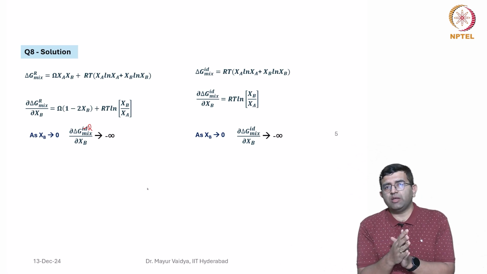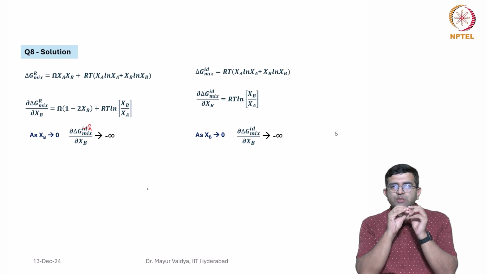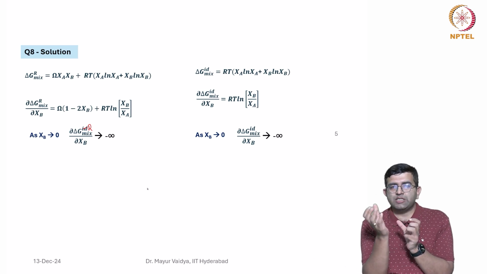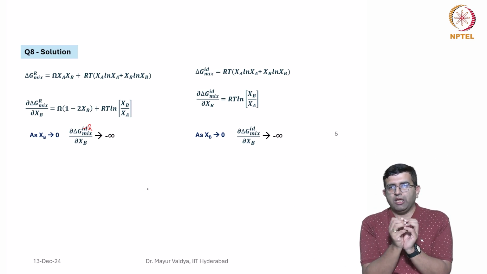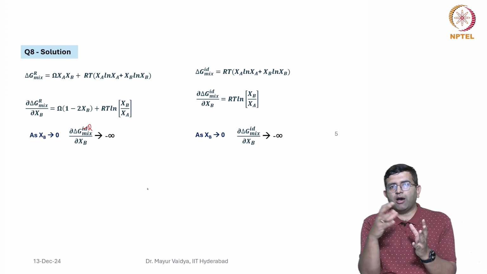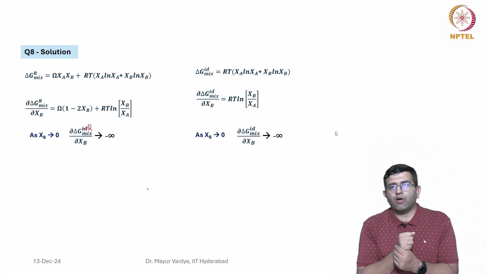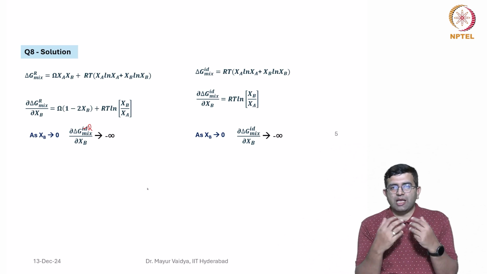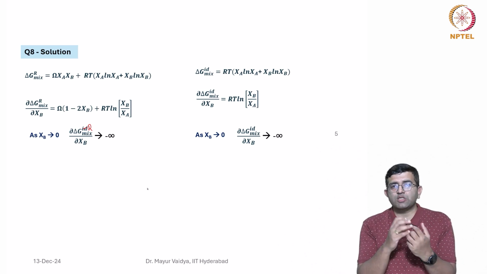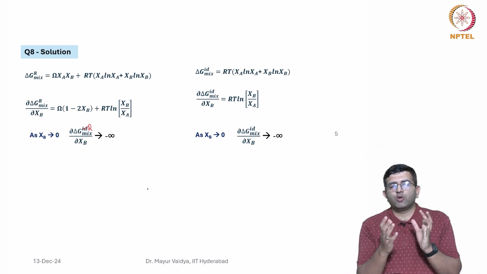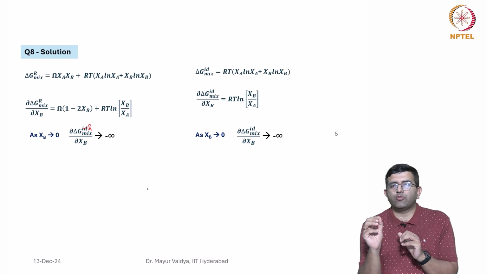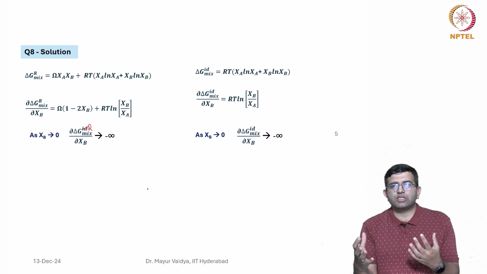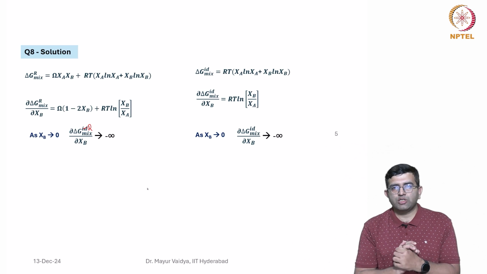Actually, what does minus infinity mean? Minus infinity means that a small addition of B, with XB slightly more than 0, will cause a very large change in the free energy of the solid solution. This tells us that a small addition of B is always favored, and therefore, it is not usually possible to obtain 100% pure A, because a small addition of B will always lead to a large change in the free energy of mixing.